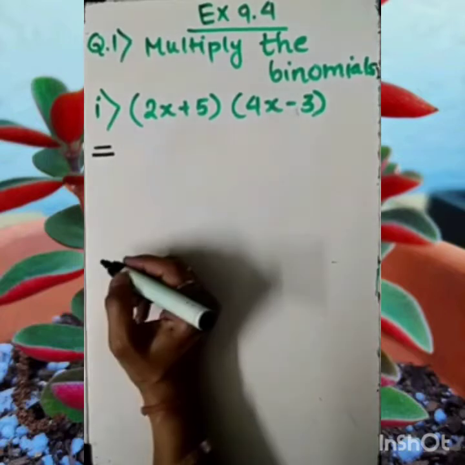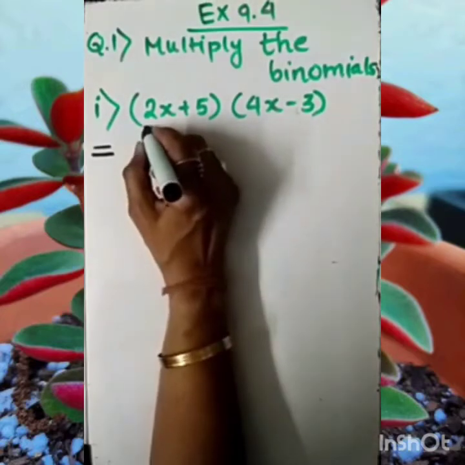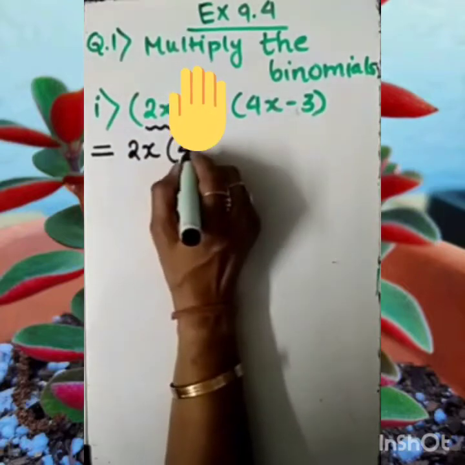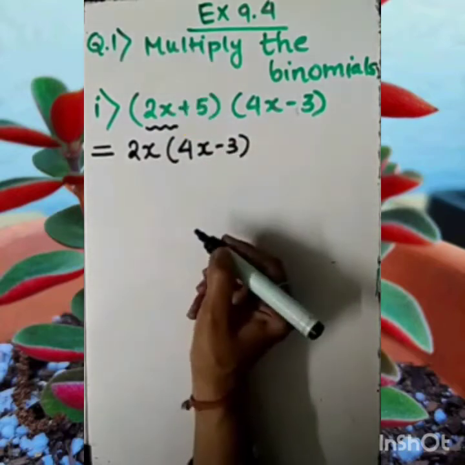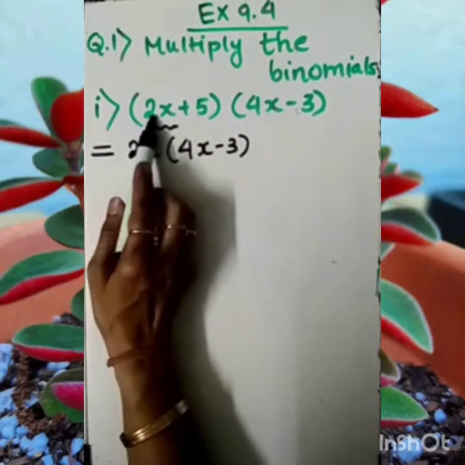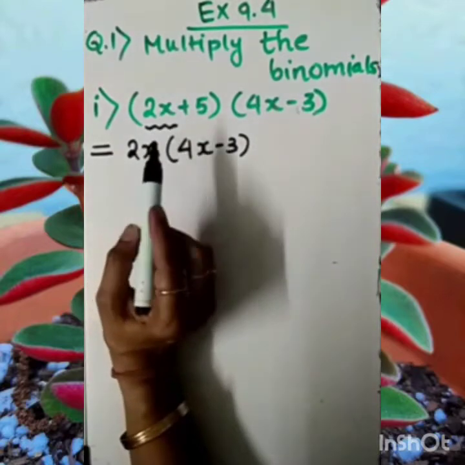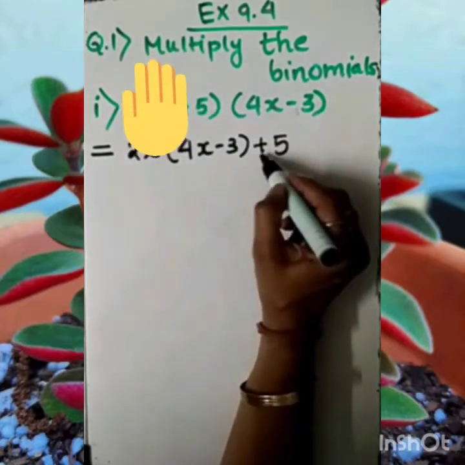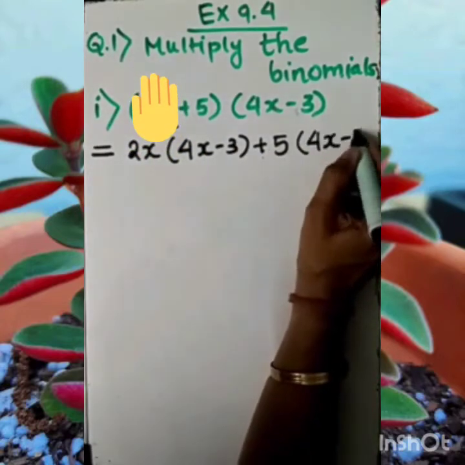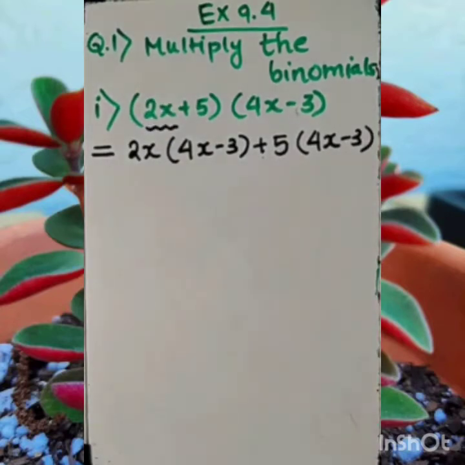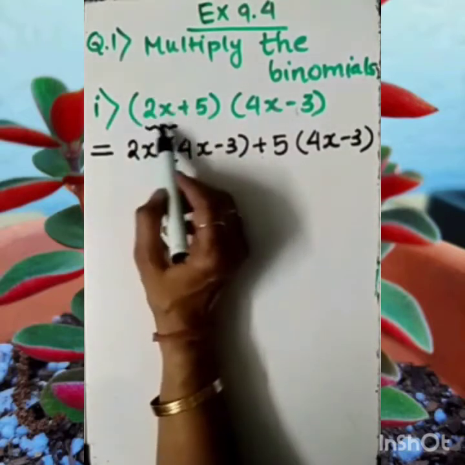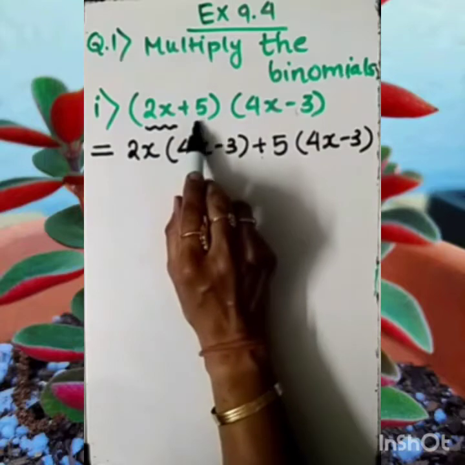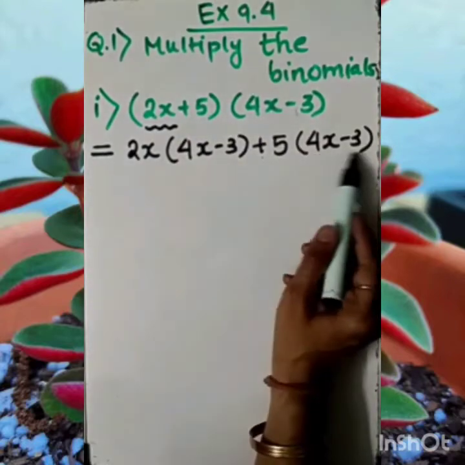Equal to sign compulsory to mention. First time we are going to multiply with 2x. The whole bracket, means the whole second binomial, we are going to multiply with the first term of this binomial, that is with 2x. Now we need to write here plus 5, along with the sign, and we have to write the same term here. Clear? First I have taken the first term of this binomial and I have written the full binomial here. Secondly, I wrote here the second term and the full binomial.